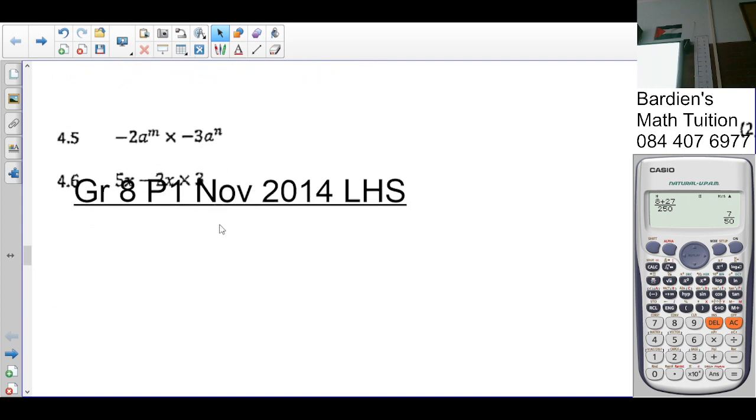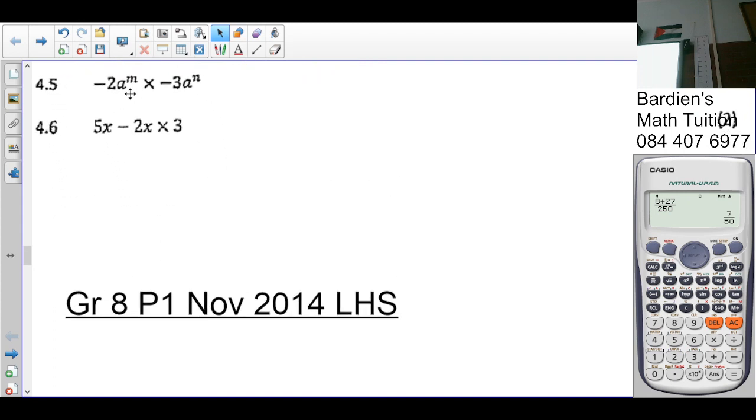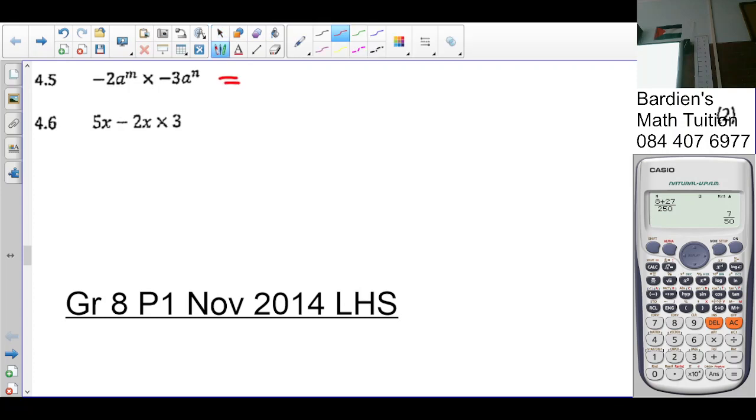Okay, the next one, 4.5. You've got negative 2a to the exponent m times negative 3a to the exponent n. So negative times negative is positive. 3 times 2 is 6. Now a to the exponent m times a to the exponent n. When we multiply and bases are the same, we add the exponents. So you must say m plus n, which is equal to 6amn. You all agree with that?